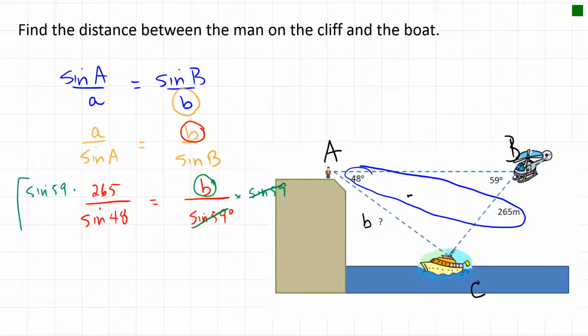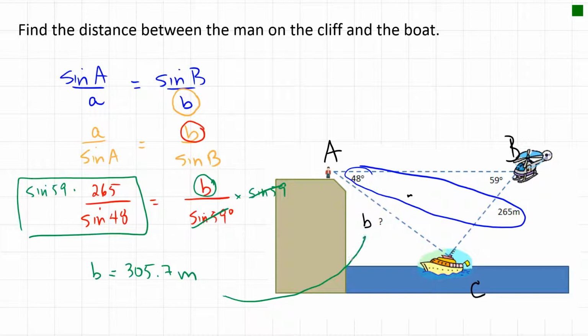Now, using your calculator, evaluate this, and you should get b equals 305.7 meters. Always double check to see if that makes sense with the diagram. So if this is 265, this sure does look like a little bit longer than 265. So 305.7 makes sense. Now it doesn't say how much to round this, but I'm just going to assume to the nearest meter, and that would be 306 meters.